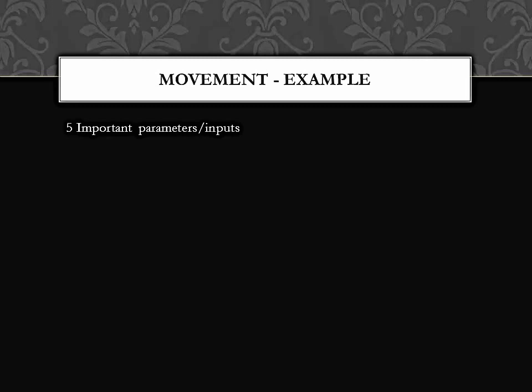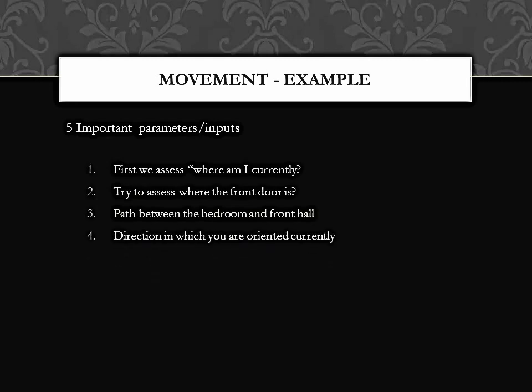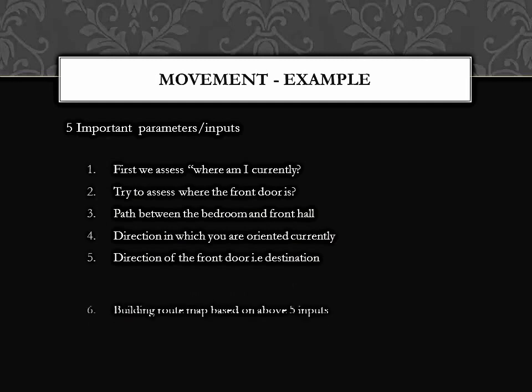Okay. There are five things that we do. First thing is we'll try to assess where I am currently. Second, we'll try to assess where the front door is. Third, we'll try to understand the path between the bedroom and the front hall. Fourth, we also try to assess the direction that I am looking currently. Fifth, the direction of the front door. All these things will help you build a route map in your mind so that you can turn and then start walking towards the door to open it.